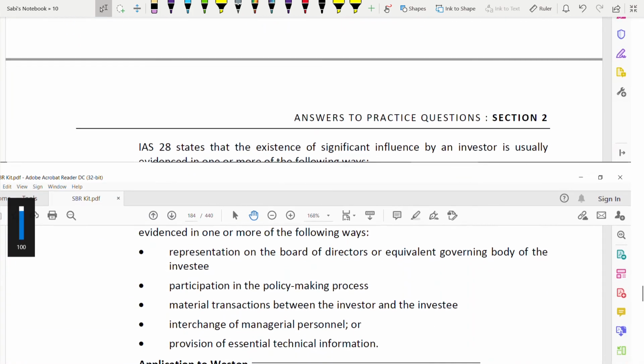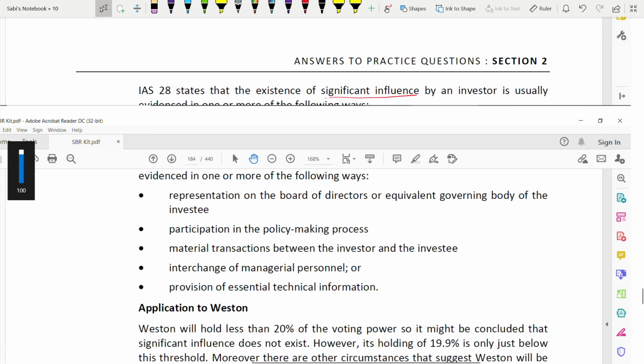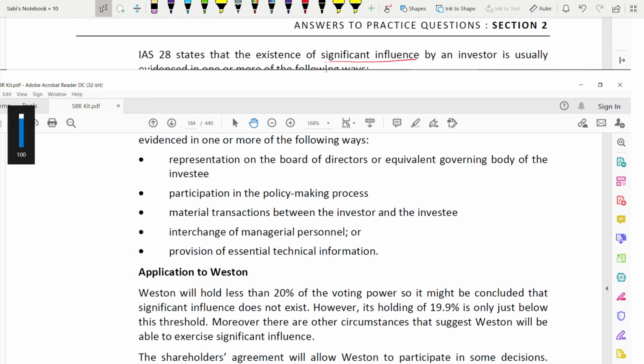So IAS 28 states that the existence of significant influence by an investor is usually evidenced in one of the following ways. Now you are giving evidence from your standard. What does significant influence mean? Whether significant influence is existing or not? What are the following? You don't have to list all of this. Maybe one or two is enough. So all these points, quickly I will go through it. I'm not going to explain each of it, because I've explained it in IAS 28.